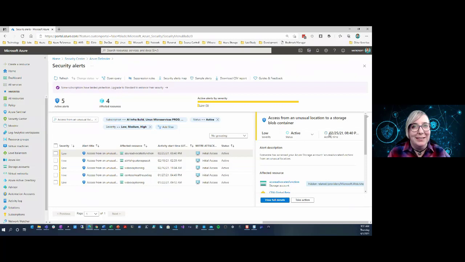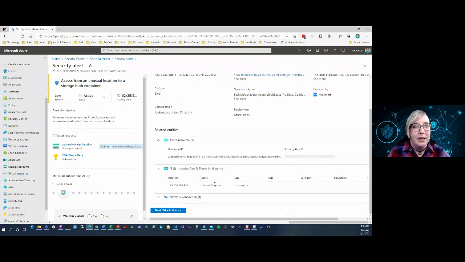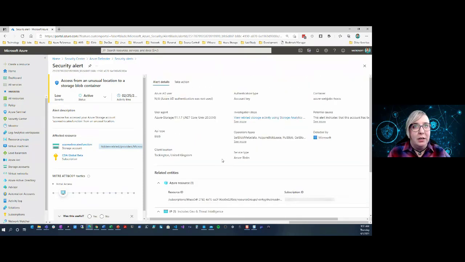It looks like nobody is touching this environment, which is perfectly fine. In a real environment, you'd probably see this be a little closer to the actual date, not February for the kickoff. Then you want to take a look at the full details. You'll see the Azure resource in question and the IP that it's been hit from. It's normally not touched from this area. And this is the network connection. So the investigation steps are key here.